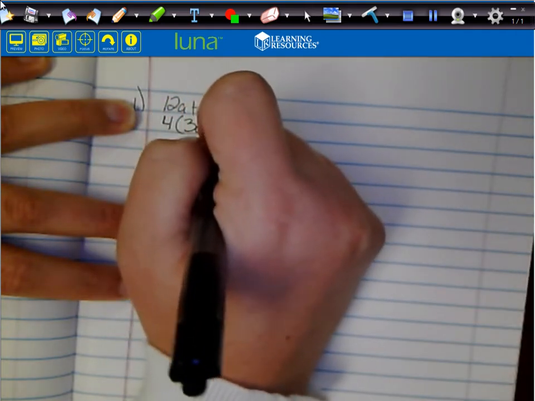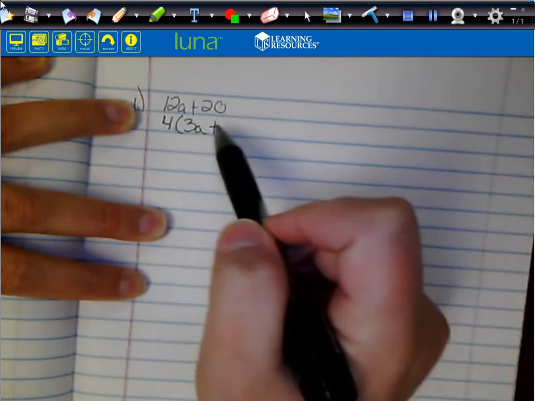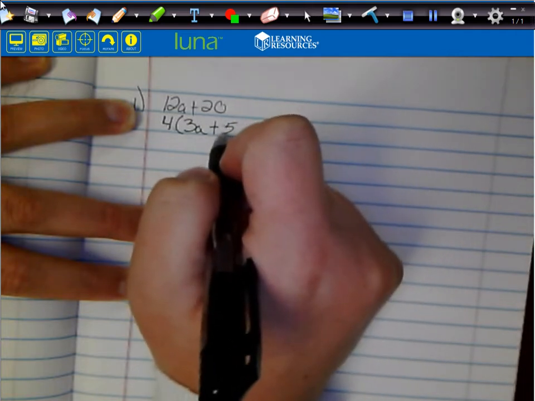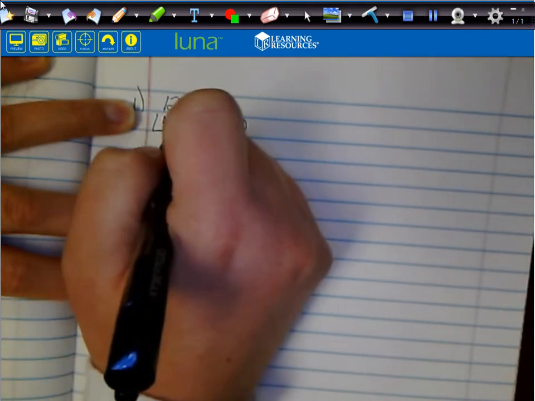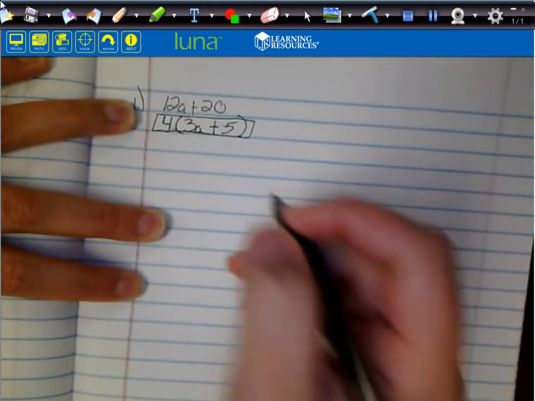I'm going to bring down my A and my plus sign, because I didn't do anything with those. Now I'm either going to say 4 times what is 20, or I'm going to say 20 divided by 4. Either way, that's 5, because 4 times 5 is 20. So I've just factored the GCF out of 12a plus 20.